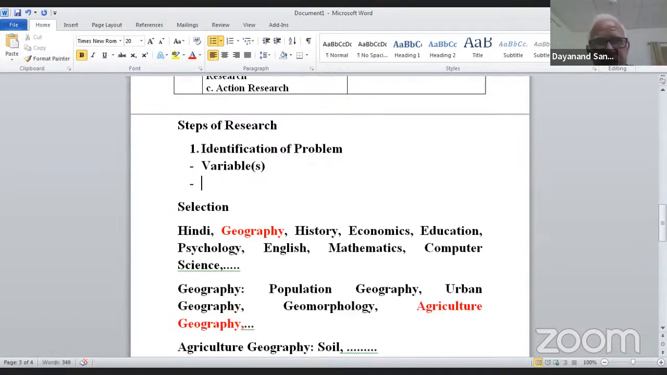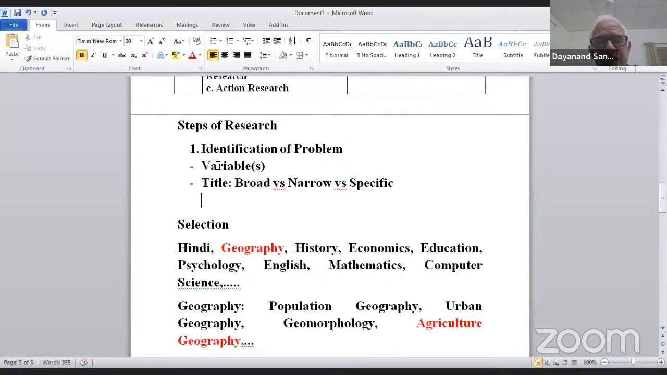Now, once you have selected the variable, you should be able to write the title. You have seen the title of a book, the title of a research, and the title of a research paper, and all three titles differ. So we must know: should the title of a research be broad, narrow, or specific? What do you think?